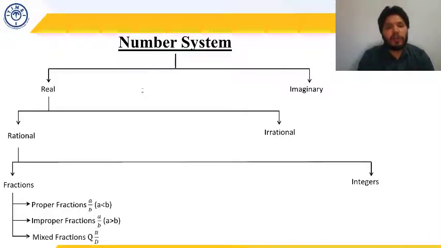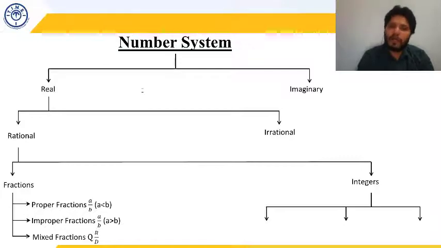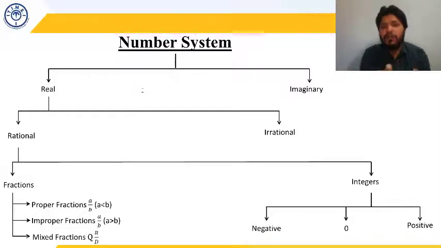Then comes integer. What are the different types of integers? Integers can be broadly classified into three categories: negative integer, zero and positive integer. So always remember, zero is neither positive nor negative, it is a neutral number. So it will not come under the positive category or negative category. So integers can be broadly classified into three categories. What are they? Negative integers, zero and positive integers. I hope this classification of numbers is clear.